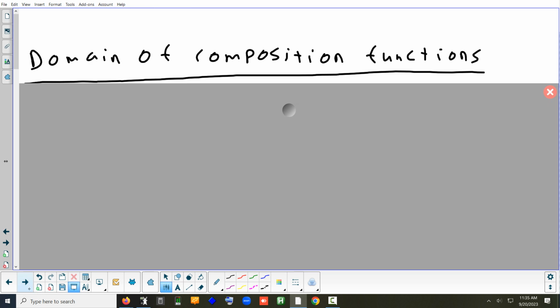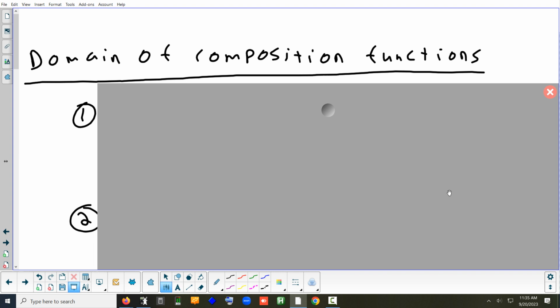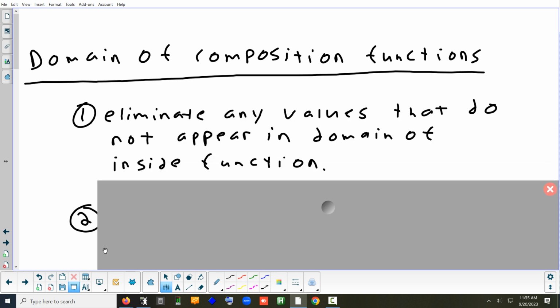Okay, so how do you find the domain if you compose two functions? It's not quite the overlap. It's not quite like what we said before. And the way I think of the domain when I have to do composition is in my head, I start with all real numbers. I say, okay, so I'm going to start with that, and then I'm going to kind of filter things out, or eliminate things. And the first thing you do, if you start with all real numbers, is eliminate any values that are not in the domain of the inside function.